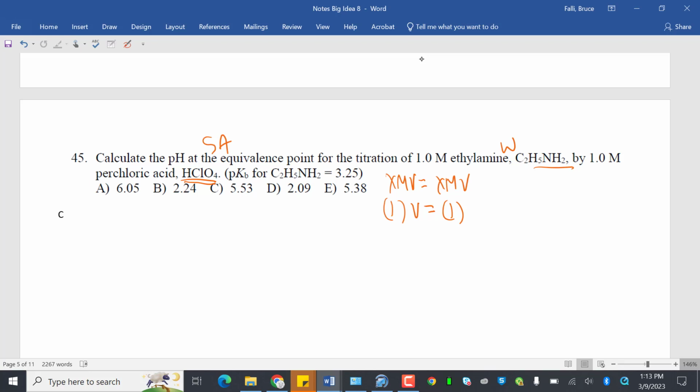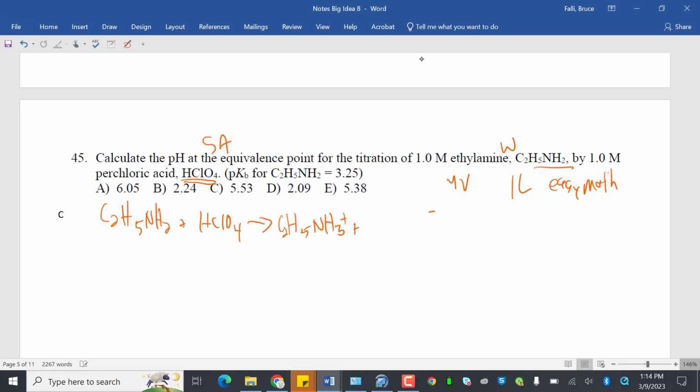It doesn't give me a volume. Calculate the pH at the equivalence point of the titration of 1 molar ethylamine by 1 molar perchloric acid. So because they'll be the same, I'm going to put it in 1 liter for easy math. Okay. So what's going to happen here first is C2H5NH2 plus HClO4, pardon me, is going to turn into C2H5NH3 positive plus ClO4 negative.